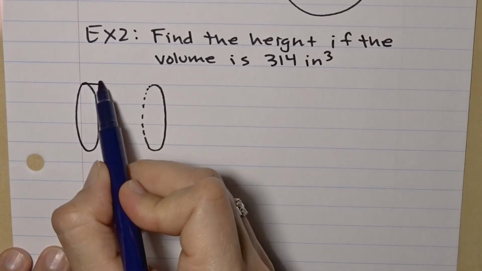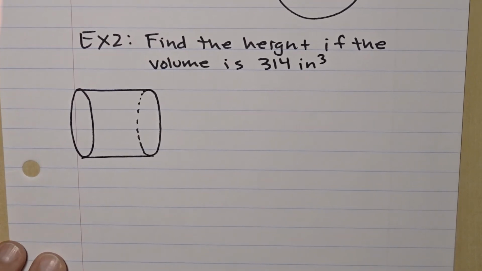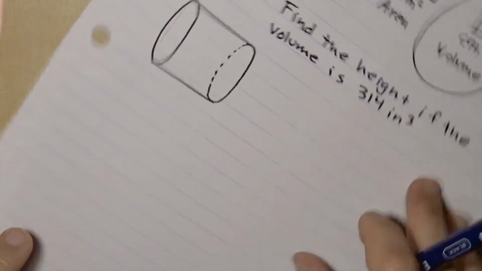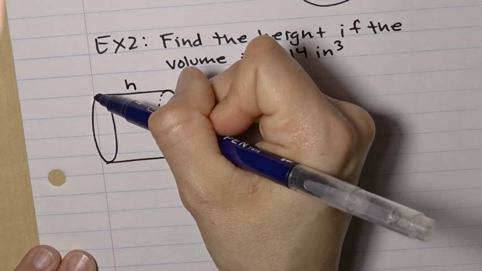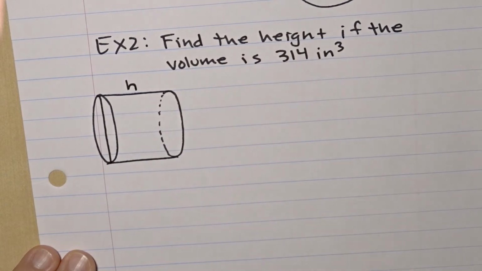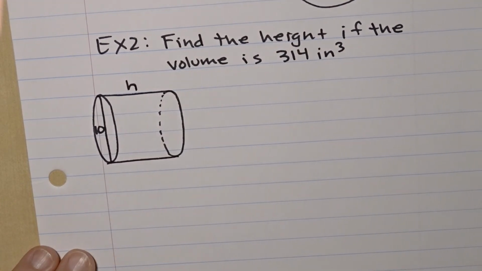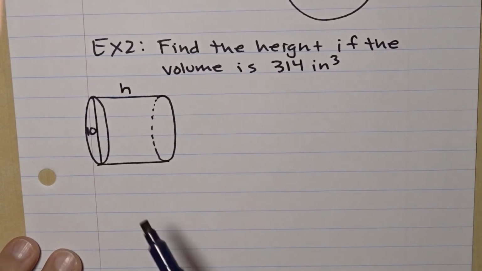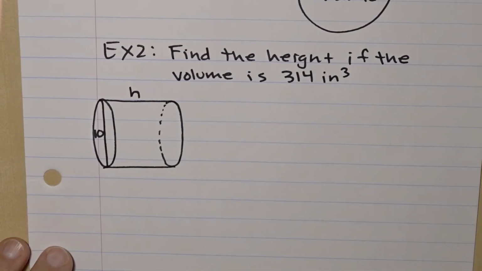It's laying on its side. Although the cylinder is laying on its side, this would still be the height, right? If my cylinder was this way, this would still be my height. And they're giving me that this entire distance all the way across that circle is 10. And I'm supposed to find the height. Okay, so that's what we're given.